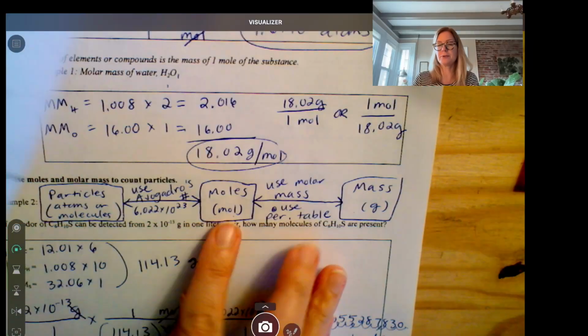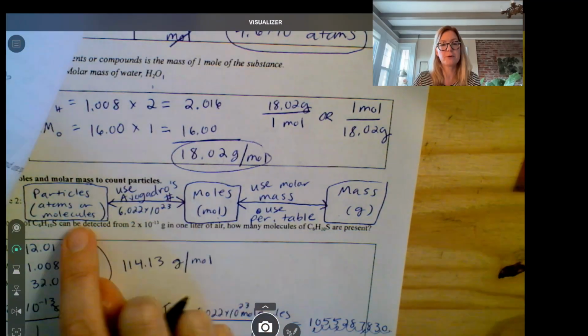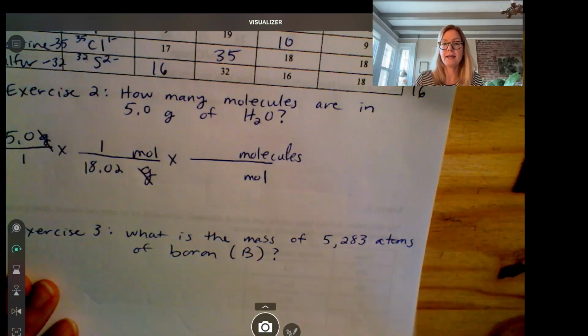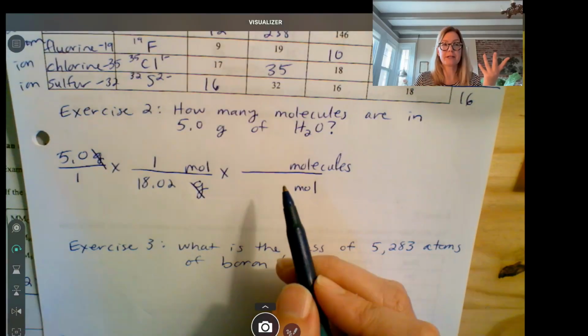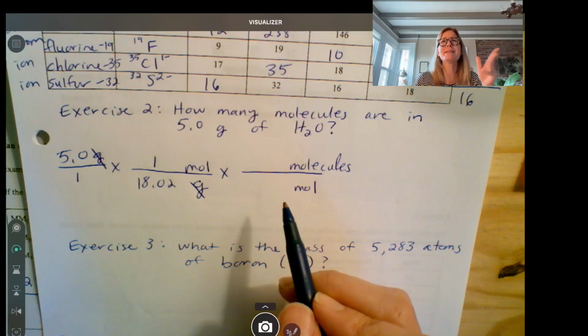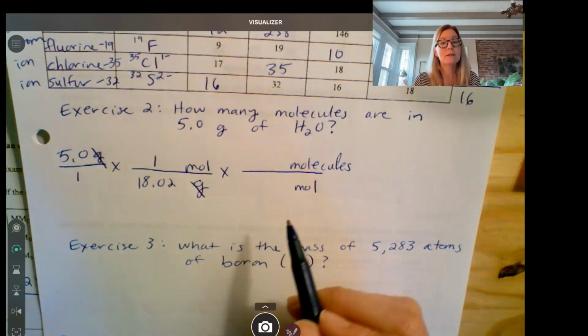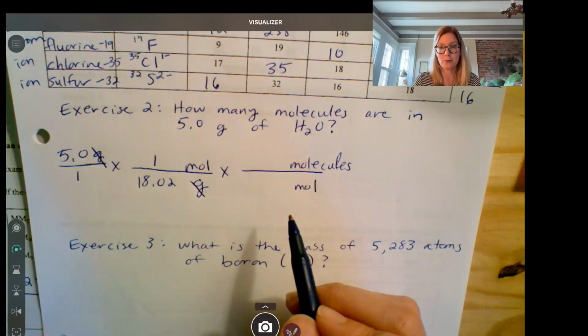Okay, and remember, look at our little chart here. To go from moles to molecules, we have to use Avogadro's number, okay? And don't just guess where Avogadro's number goes. Don't just say, well, doesn't the 6.022 times 10 to the 23rd always go on the bottom, or always go on the top? No, no, no. You've got to think about where it should go.